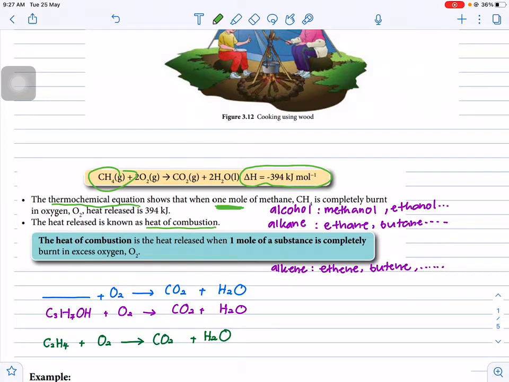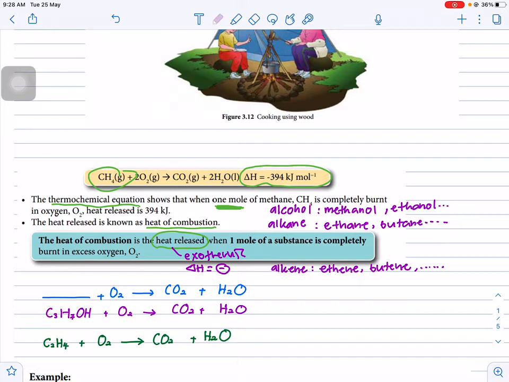So now let's look at the definition of heat of combustion to understand more. What is heat of combustion? Heat of combustion is heat released, meaning that every time we conduct combustion, it will be an exothermic reaction. Why? Because we are talking about heat release. So this is an exothermic reaction, and the delta H will always have a negative sign. Okay, so heat of combustion is the heat released when 1 mole of a substance is completely burned in excess oxygen.